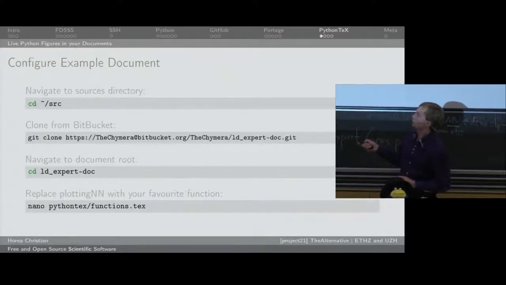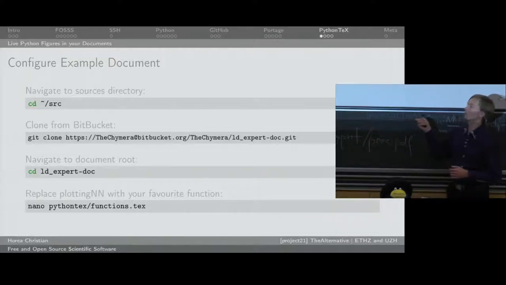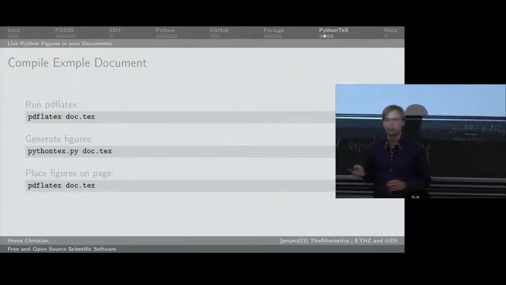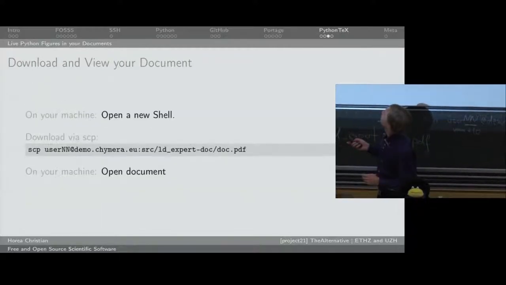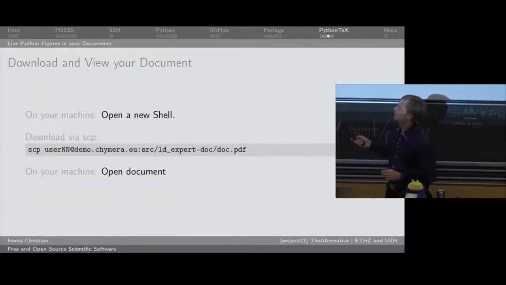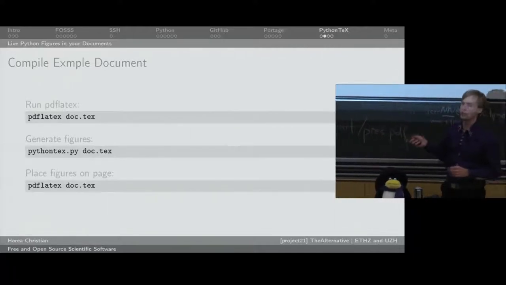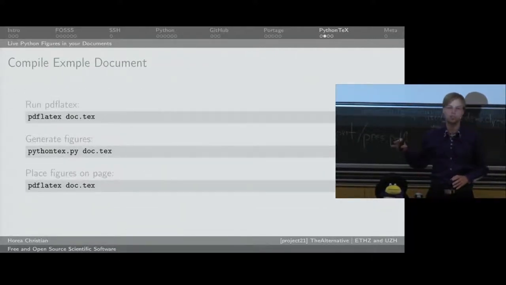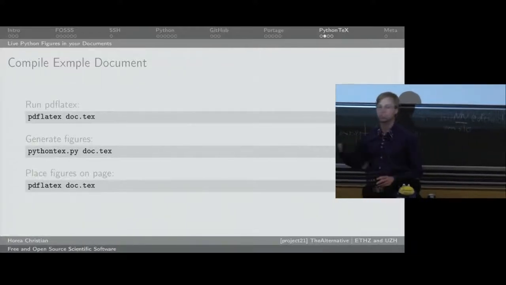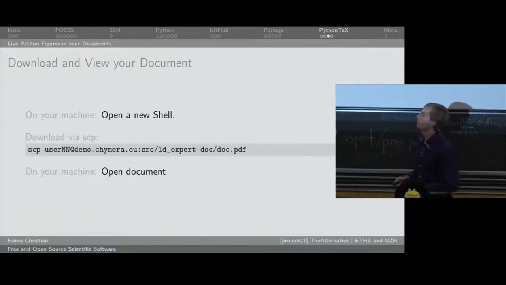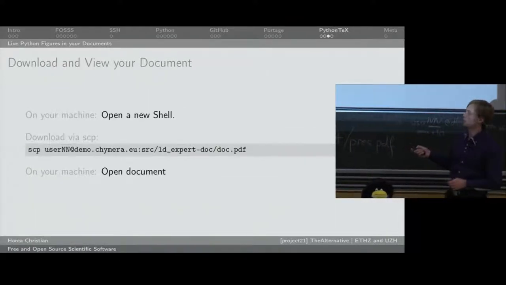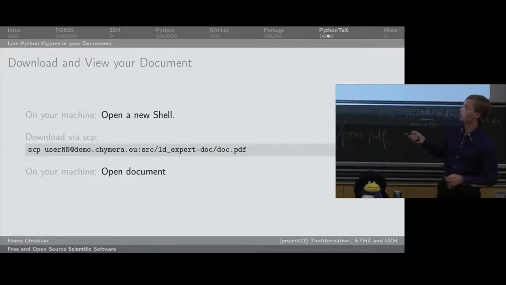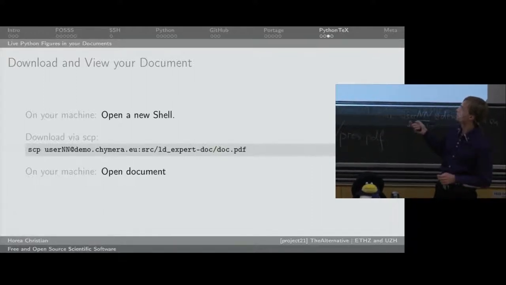In the directory which you changed into here, so ldexpertdoc, in the directory of this repository which you cloned. Then you're actually ready to see the final result of your hard work, which is the file which you created. After you did this, a file will be produced called doc.pdf, which contains a lot of text which I've written in this repository, and it also contains two figures which were generated automatically from, so to say, your Python data analysis program. And you can download this to your computer to look at it via SCP. You can run this command: SCP user, the NN which you've been using the entire time, at demo.chimera.eu, /src, ldexpertdoc.pdf.